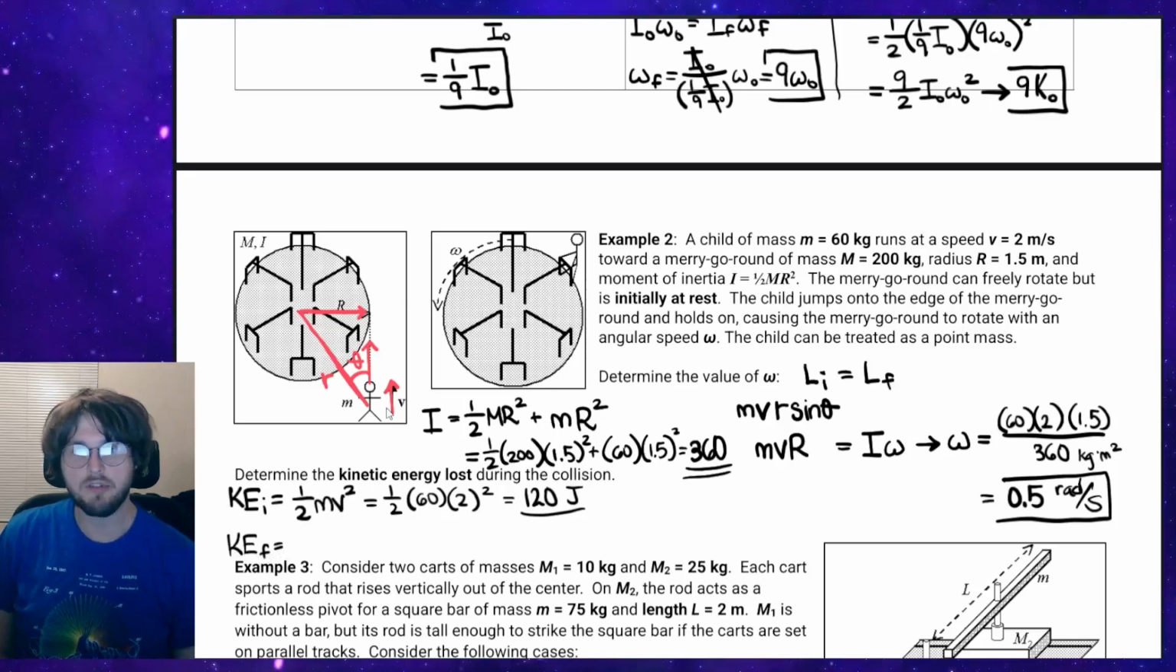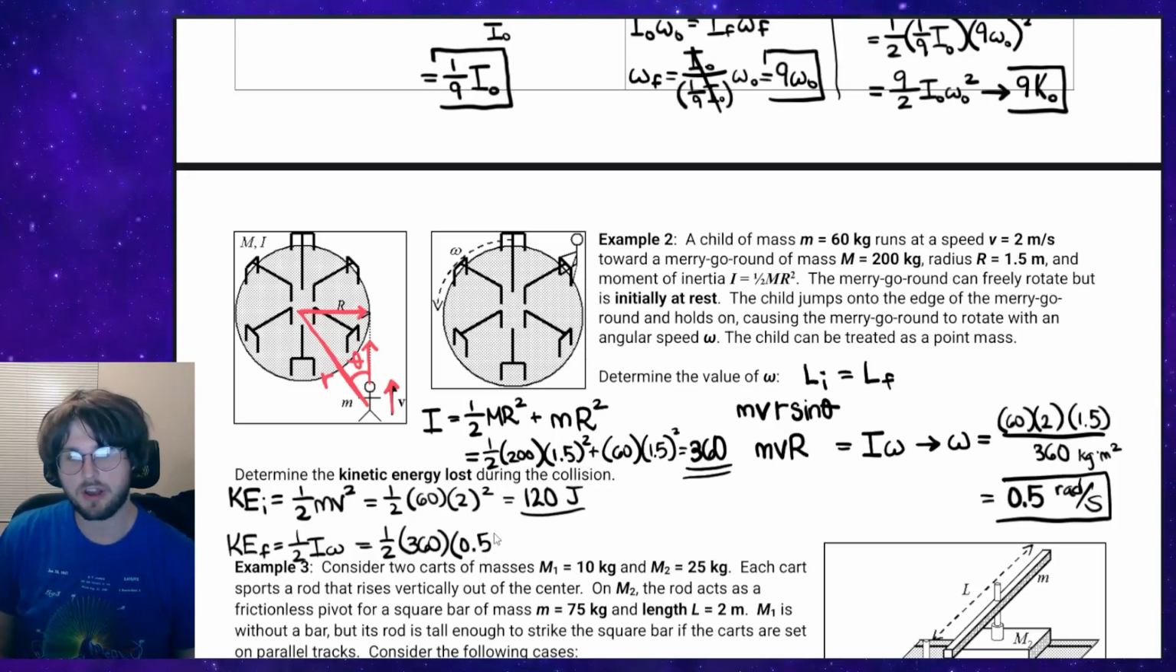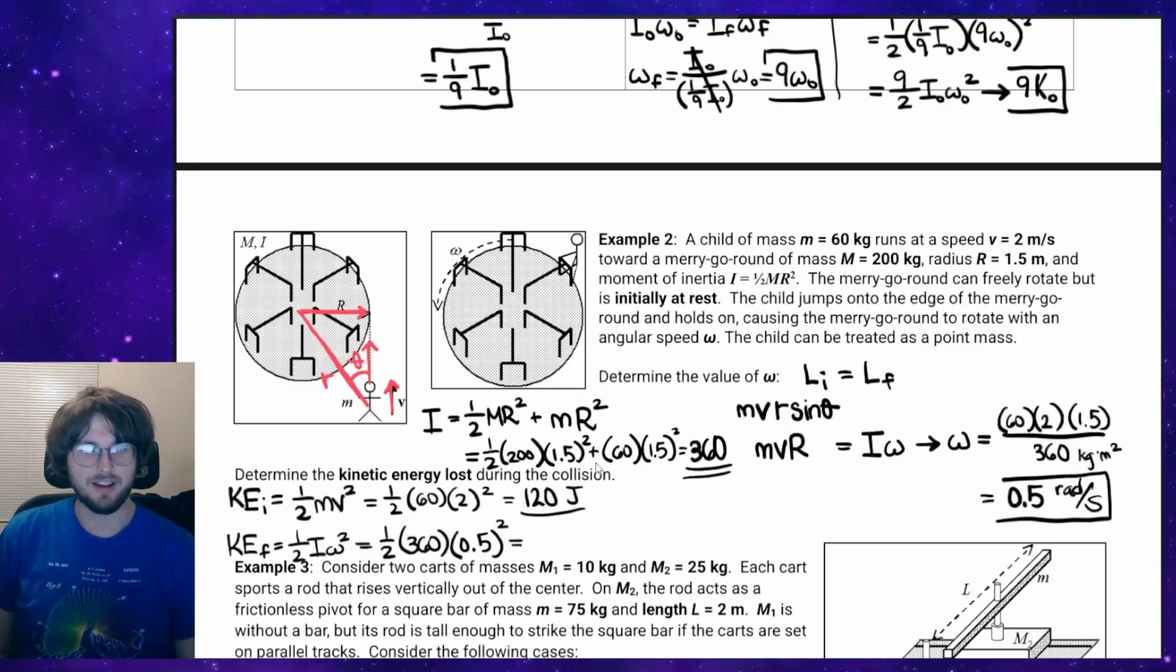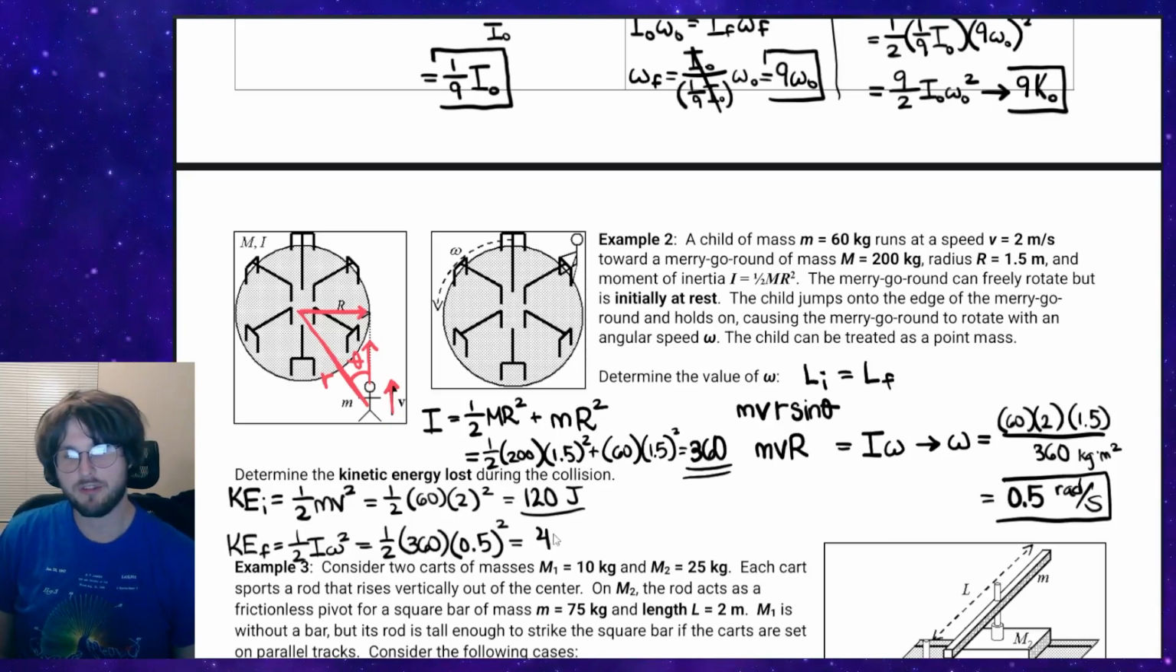It's rotational. Everything in this problem is now rotating. So we can treat this as the rotational kinetic energy of everything. Now it's going to be 1/2 times the rotational inertia, which is 360 kilogram meters squared, times the rotational velocity we found in the previous part, that's 0.5 rads per second, squared, don't forget it. Ooh, I forgot it over there. And the final kinetic energy here is going to be equal to 45 joules. That's a pretty big difference.